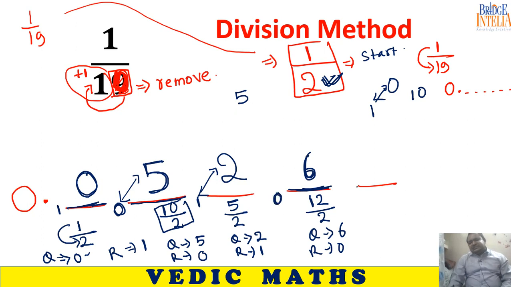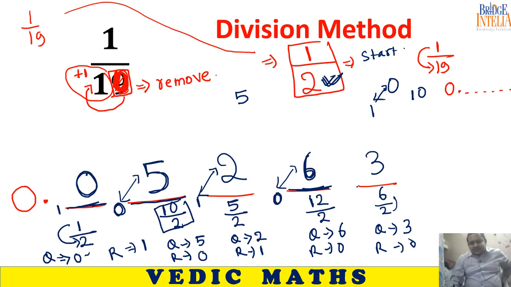Time to fill the last blank space. How will you fill the last blank space? Using 0 and 6. So 0 6 looks like 6. So what happens if you divide 6 by 2? What is the quotient? What is the remainder? So 3 times division takes place. So quotient is 3, remainder is 0. So write 0 here.